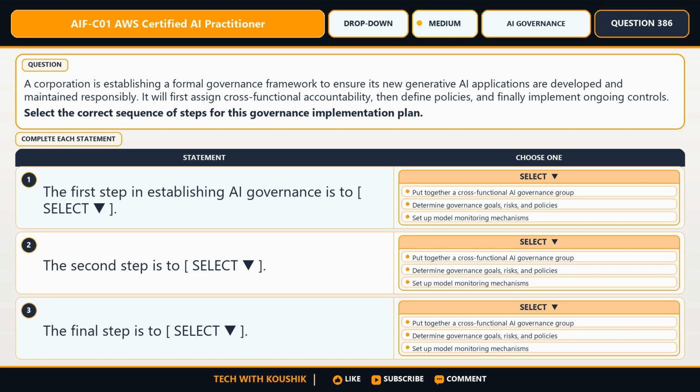Now solve statement 1. The first step in establishing AI governance is to the blank. The candidates are: put together a cross-functional AI governance group, determine governance goals, risks, and policies, or set up model monitoring mechanisms. Now solve statement 2. The second step is to the blank. The candidates are the same three options. Now solve statement 3. The final step is to the blank. The candidates are again the same three options.